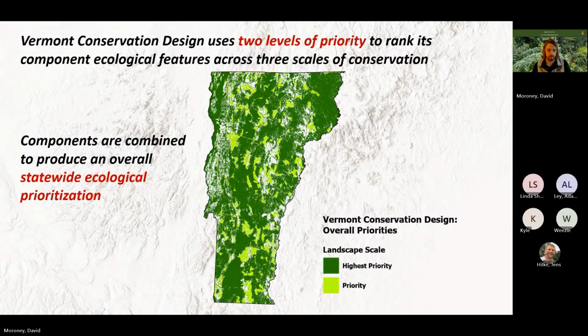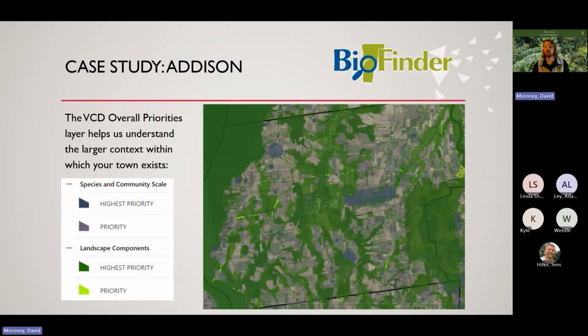So let's close out with a little bit of a side-by-side comparison. I want to look at two different towns that we selected at semi-random, but we selected them because they have a very big difference in terms of what Vermont Conservation Design is telling us about those towns and how we can interpret that information to make decisions on a local scale. So we're going to compare Addison in Western Vermont and Stratford in the East.